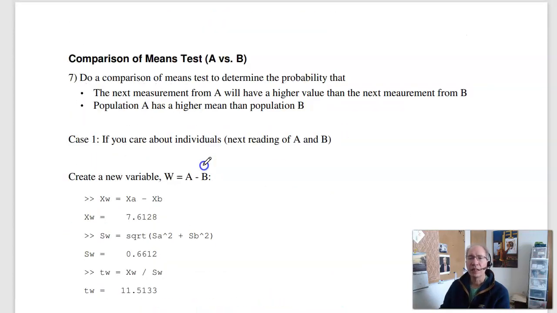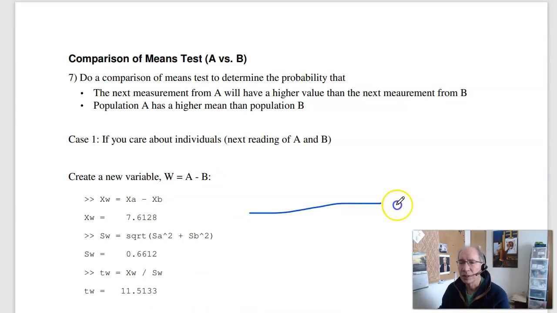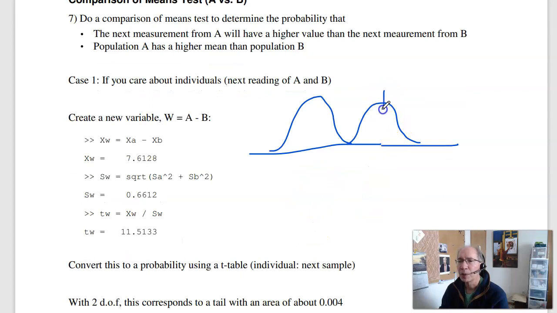Finally, comparison of means. I've got these two populations. The correct polarity is right around 91 microfarads. Incorrect polarity is right around 85 microfarads. Suppose I want to know what's the chance that a capacitor will have a higher capacitance with the correct polarity than incorrect. That's a t-test.